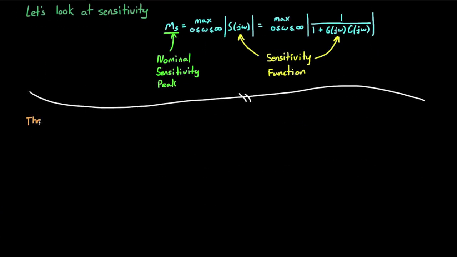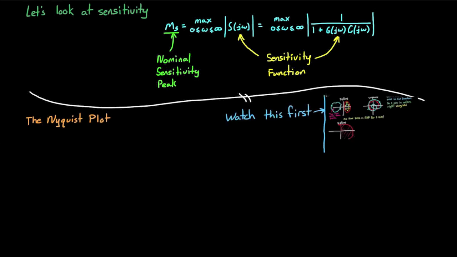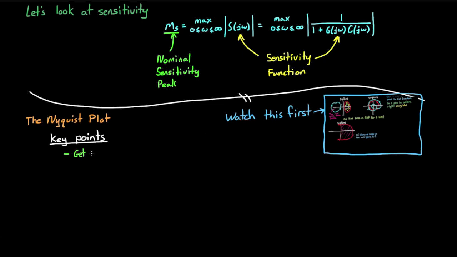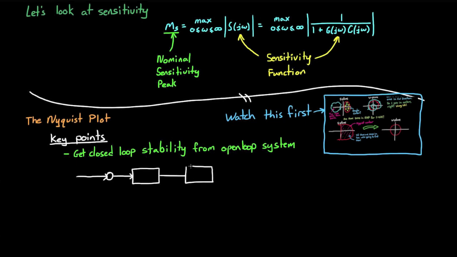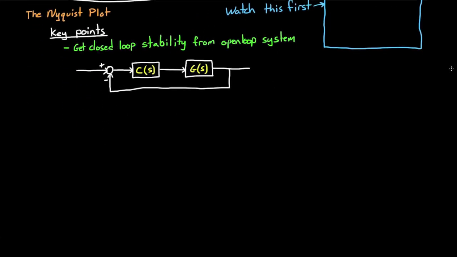The first path is using the Nyquist plot. Now if you don't have a good working understanding of the Nyquist plot, you should check out my videos on it first before continuing this video. But here are the key points. You can use the Nyquist plot to determine closed-loop stability from the open-loop system. In this case, my open-loop system is C(s) times G(s), where C is the controller I'm designing and G is the plant or the process.